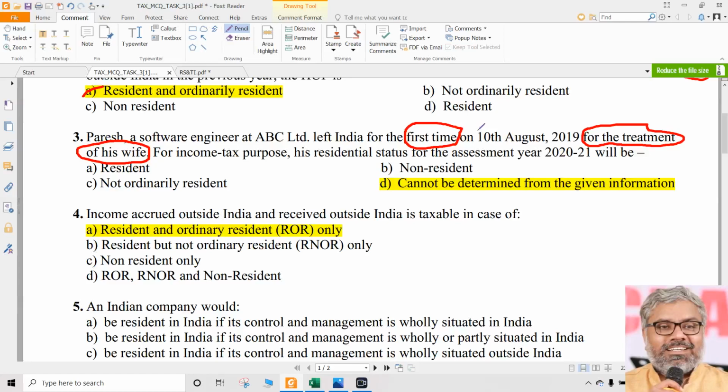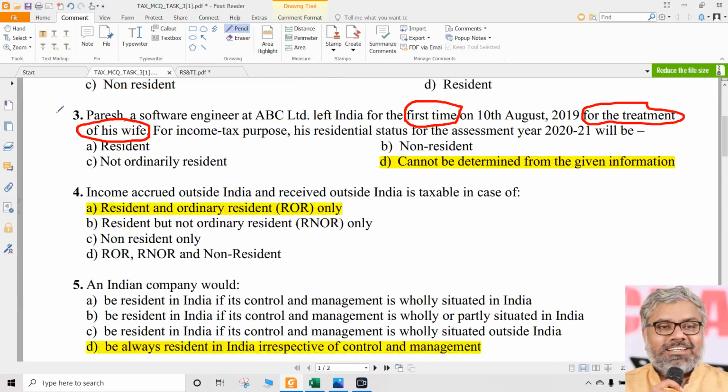April, May, June, July, August. August, how many days? Only 10th August. So how many days did he actually stay in India during the previous year? That has to be calculated first. April 30, May 31, June 30, July 31, August 10. So total 132 days he has stayed in India. That is for sure clear. So he stayed for less than 182 days in the previous year.